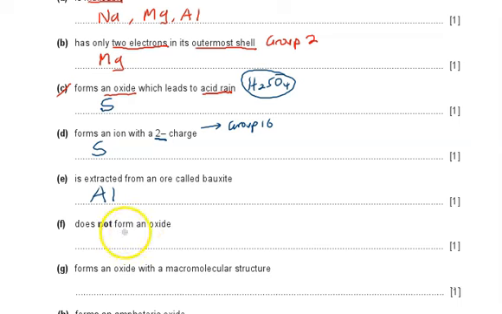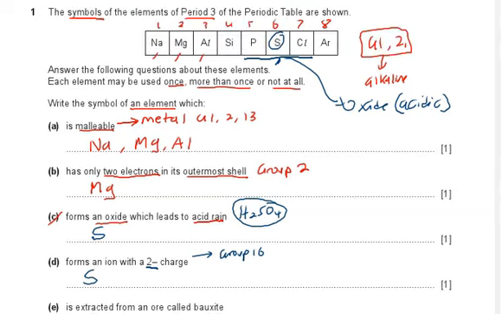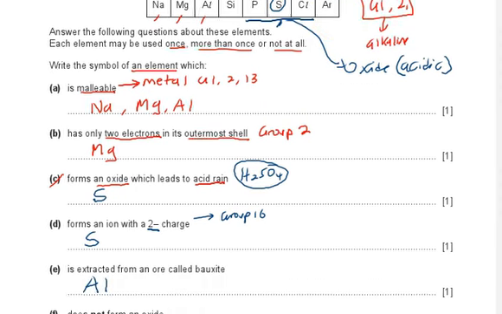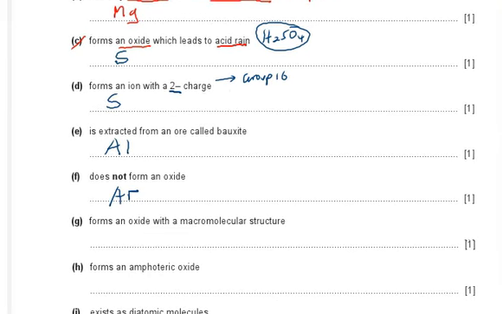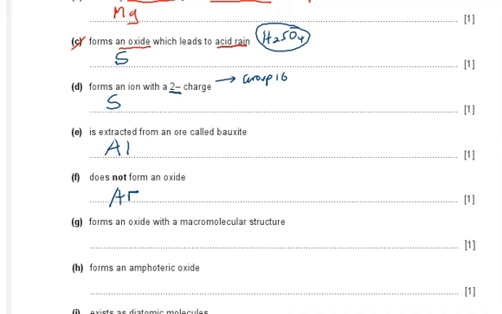Does not form an oxide. This is the characteristic of argon, because it has inert characteristics. It means it is stable and does not react with any particles. So here is argon. The next one forms an oxide with a macromolecular structure. If you look at the macromolecular structure, it should be silicon.